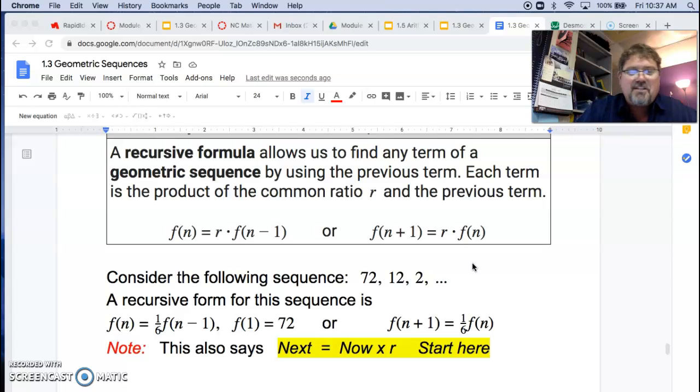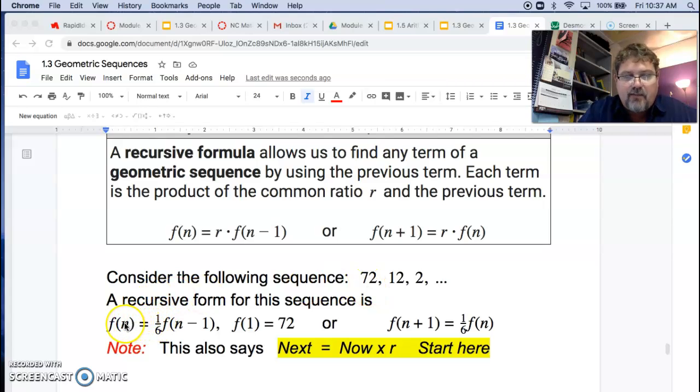All right, so my first example here, I'm just going to talk through this one, then I'll do one with you. Say you had this sequence right here. First you'd have to calculate r. 2 divided by 12 is 1/6 when you reduce the fraction. Pretty simple. And all we have to do to get to the next term is multiply by 1/6. In other words, the next term after this one will be 2 times 1/6, which is 1/3, and so on.